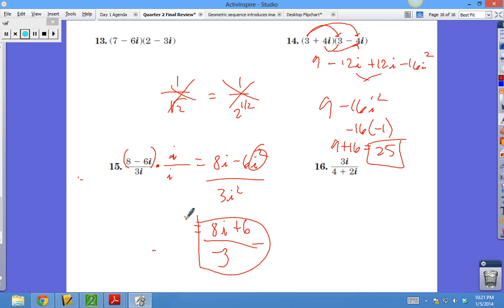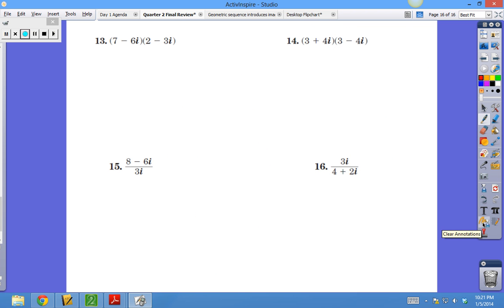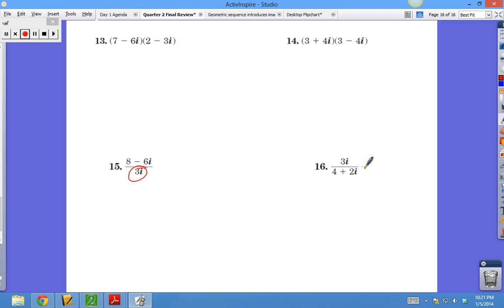Okay, number 16. If you have 2 terms here, number 15 was easy because there's only 1 term. 16, there's 2 terms. My fancy 1 is going to be tricky. It's not going to be just I, it's going to be the conjugate of this, which is going to be 4 minus 2i. 4 minus 2i on top and on bottom.